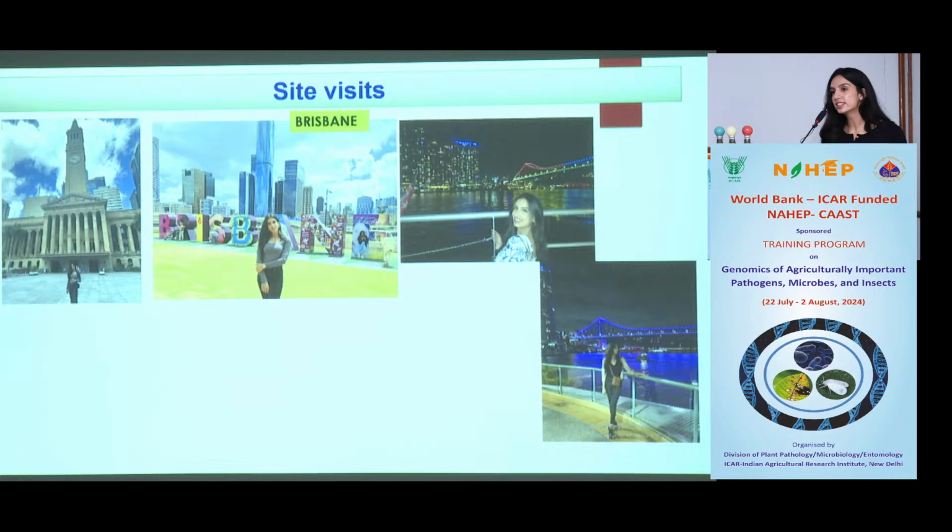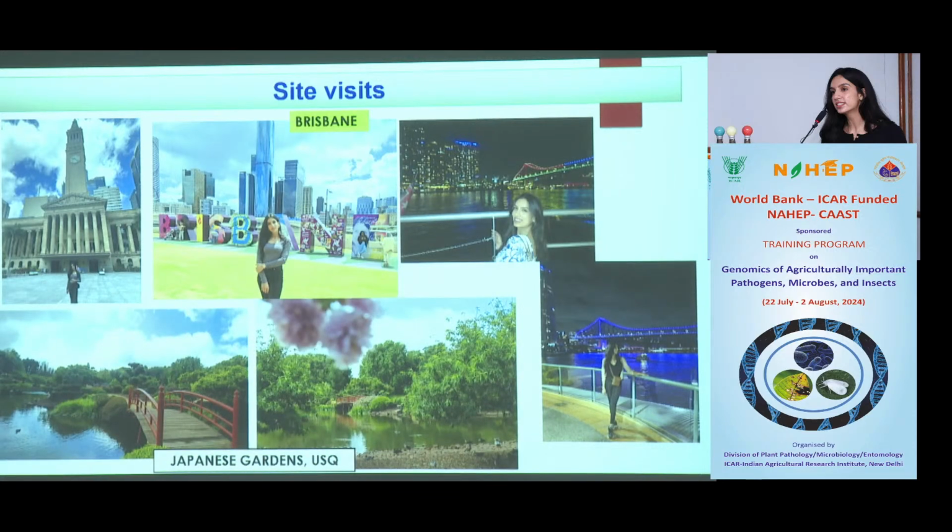So a little bit about the sites that I visited in Australia. As I mentioned, Brisbane is the capital city of Queensland. Some of the sites that I visited in Brisbane included the Kangaroo Point tower and the Story Bridge, the very important Brisbane sign, and some things that I observed there. And the University of Southern Queensland has the largest Japanese garden in Australia, which is very, very beautiful and definitely a sight for sore eyes.